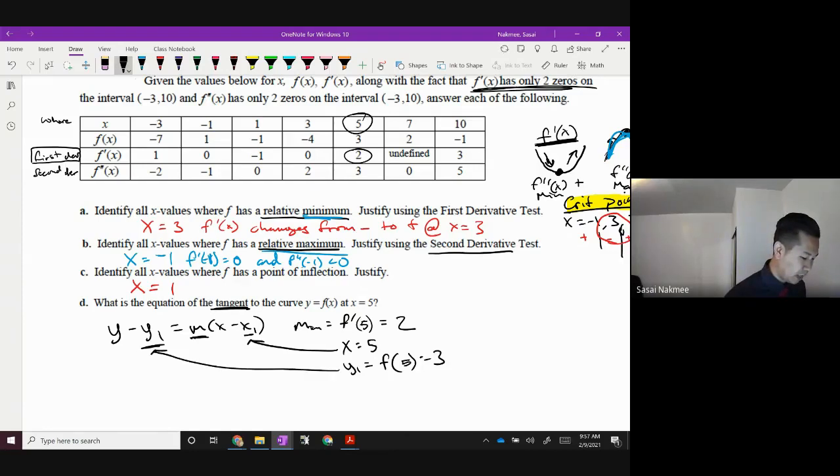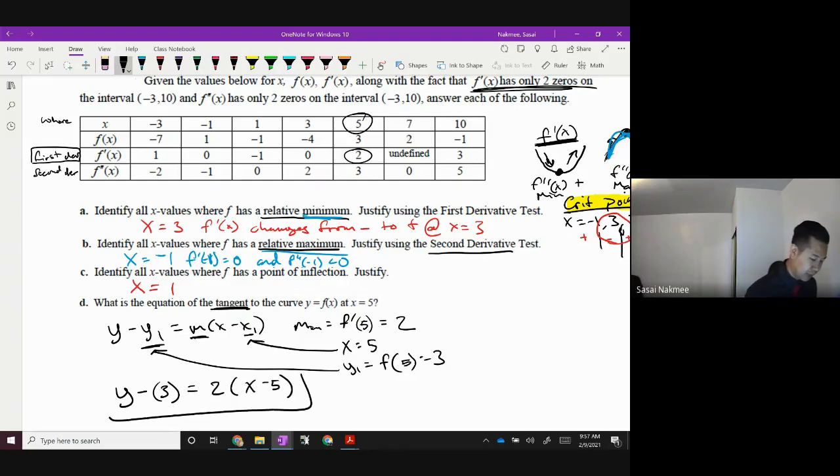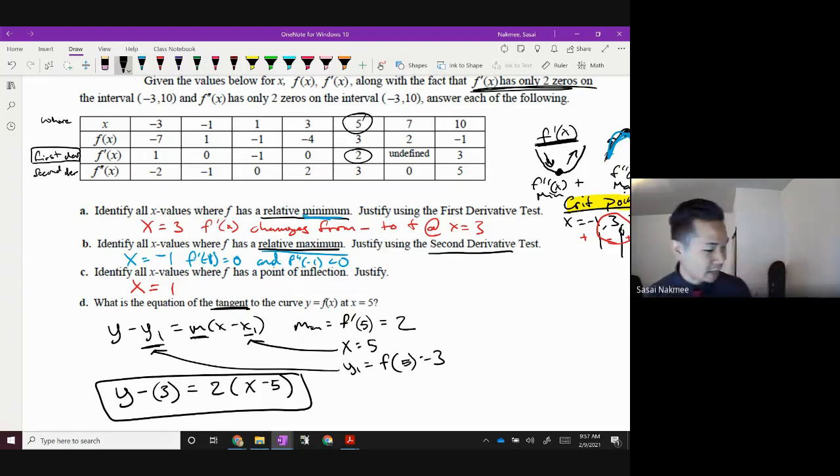So what's my equation of a tangent? It's y minus 3 equals 2 times x minus 5. And that's it for that one. Don't forget this, guys. You are going to have to write equations of tangent lines. It's one of the main things of calculus, because when you're finding a derivative, all you're doing is finding the slope of that tangent line. And if you want to find the equation of that tangent line, you have to know how to write an equation of a line. All right? So that's that one right there.